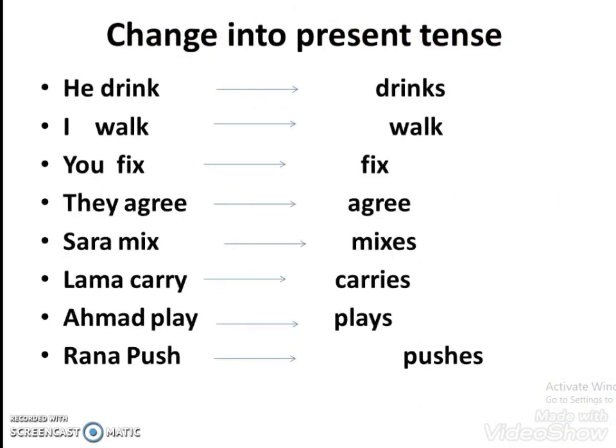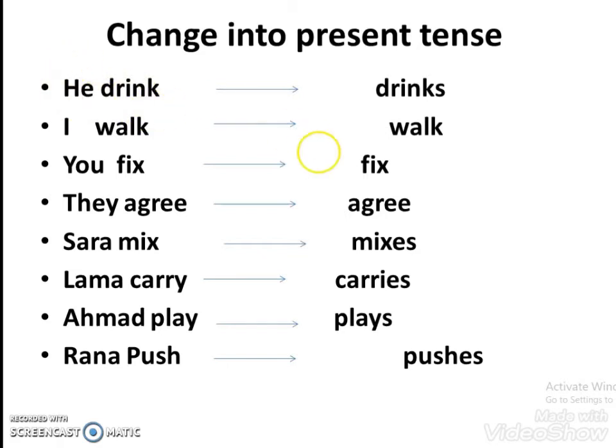Let's do some exercises to change it into present tense. For example, we have he drink. First, we look at the subject, then we look at the verb. If we have a singular subject, singular noun or singular pronoun, what do we add for the verb? I add either S or ES or IES if I want to change it into present tense.